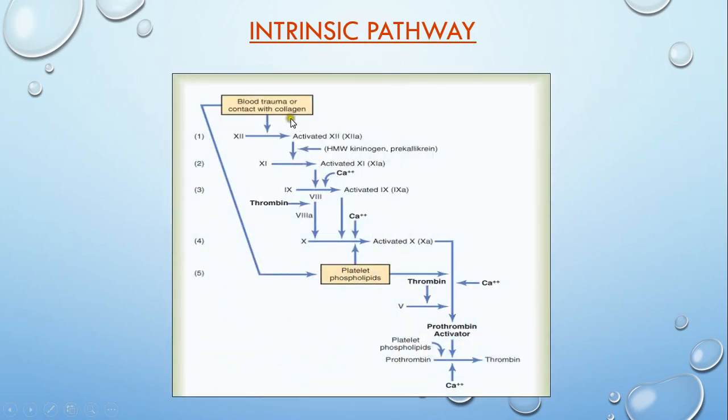This is the intrinsic pathway, starting with the blood trauma or contact with collagen. There is activation of factor 12A, 11A, factor 9, factor 8, which causes the activation of factor 10A to form the prothrombin activator.